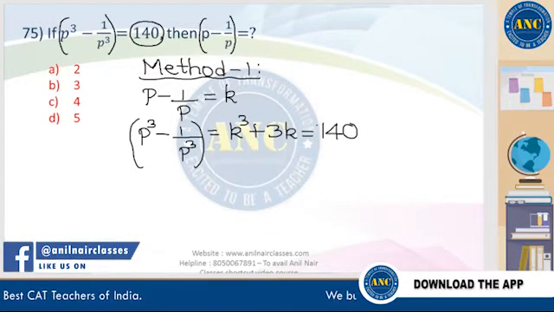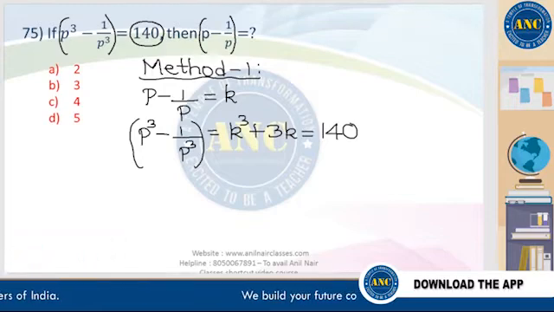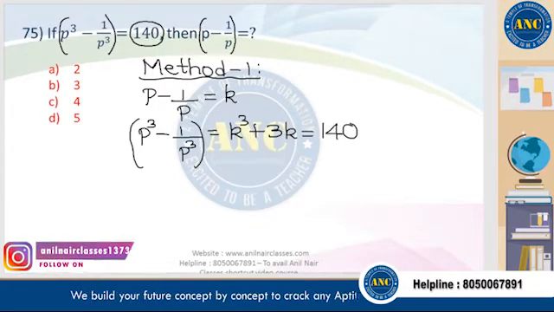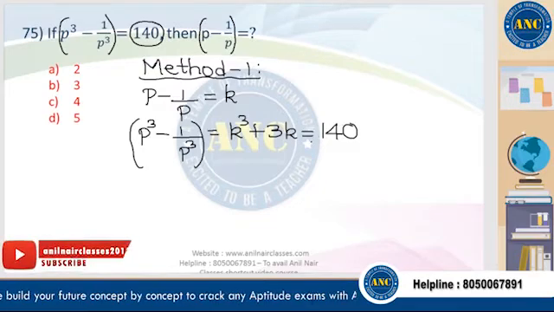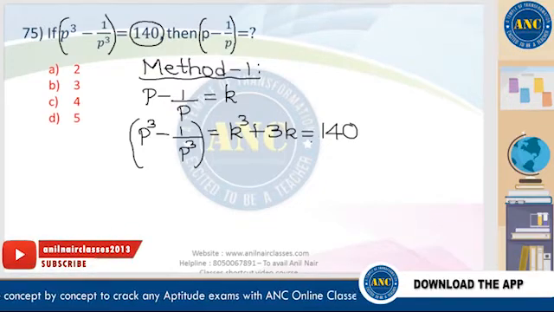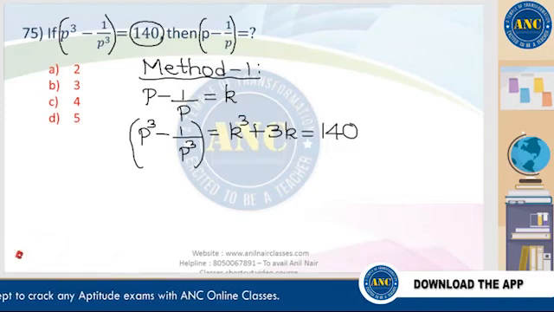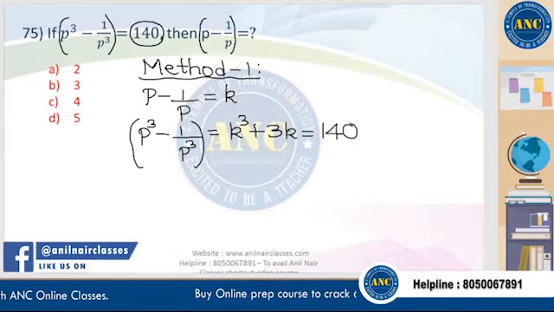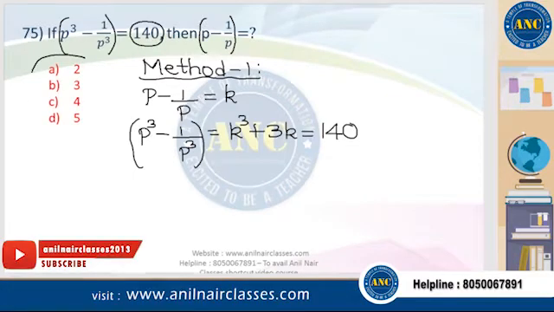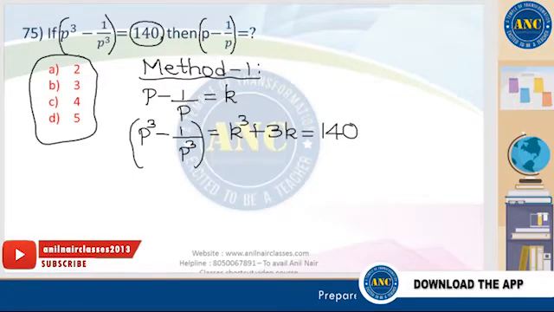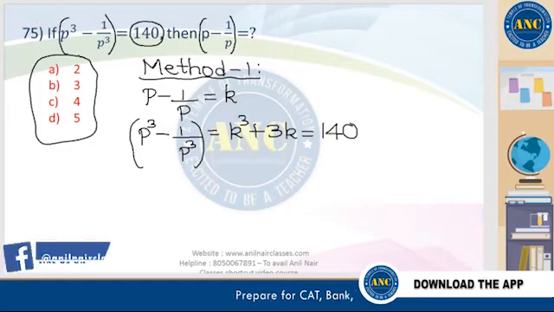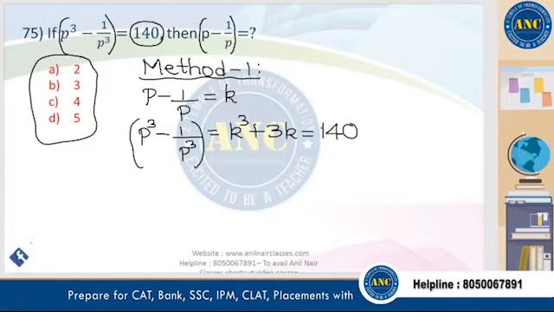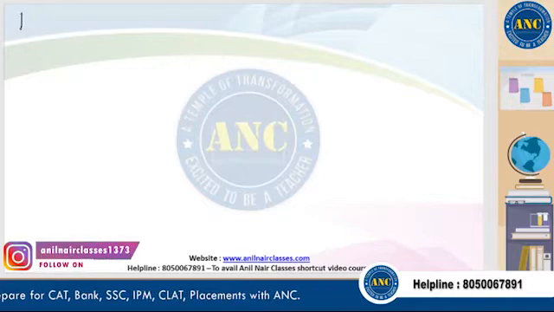Now, this is a cubic equation: k cube plus 3k minus 140 equal to 0. When you solve that cubic equation, you will get three values of k, and out of the three values, one of them will be among the given answer options. So that is the method that you need to follow. It is a slightly lengthier method which we are not at all interested in. So let us immediately switch to method 2.